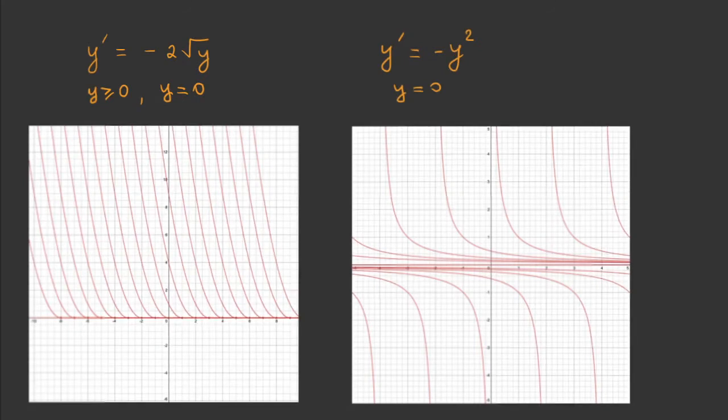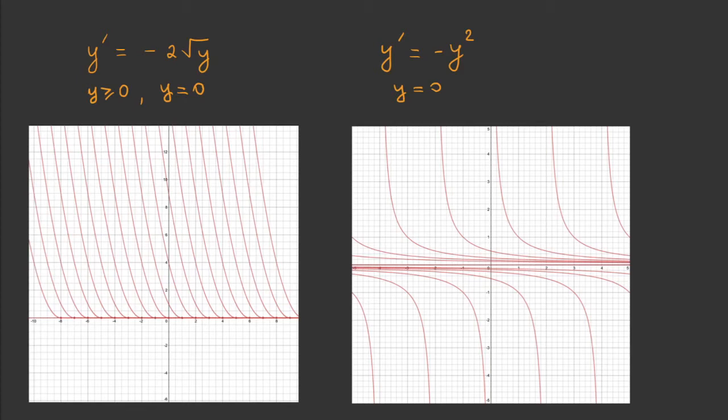So here we're looking at two differential equations, which at first look quite similar. The first equation is y prime equals negative 2 times square root of y. Second equation, y prime equals negative y squared. Of course, the right-hand sides of these equations are different functions of y, but there is nothing that could suggest to us at this point that the behavior of the solutions for these two differential equations is quite different.